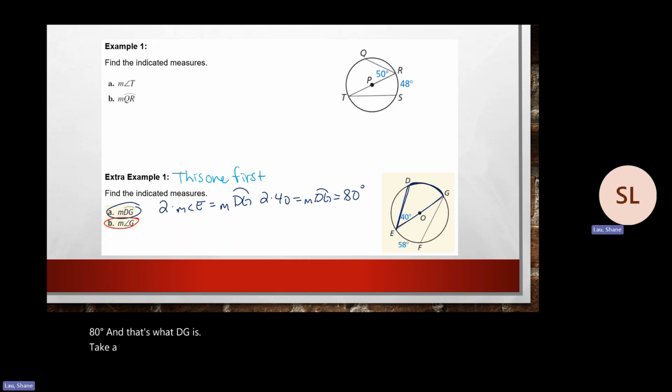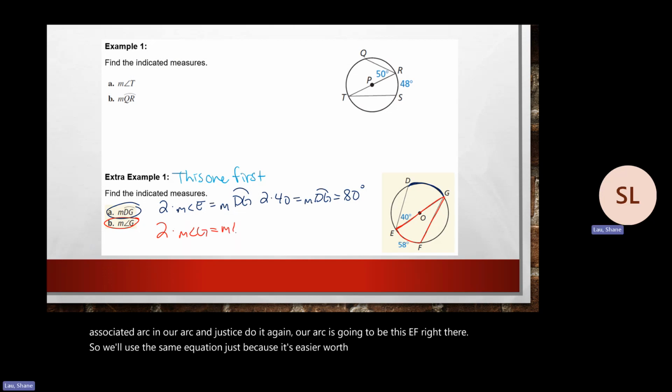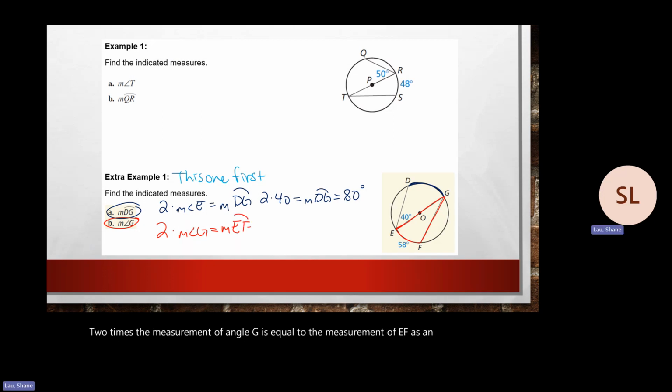Take a similar approach with G here. G is the angle. This is what I'm looking for right here in red. If I have an inscribed angle, I must have an associated arc, and our arc is going to be this EF right there. We'll use the same equation just because it's easier with 2: 2 times the measurement of angle G is equal to the measurement of arc EF. We'll plug in what we know: 2 times whatever the measurement of angle G is, we don't know it yet, equals the arc measure of EF, which is 58 degrees. We'll divide by 2 on both sides because that's how we isolate it, and we'll find that the answer is going to be 29 degrees.